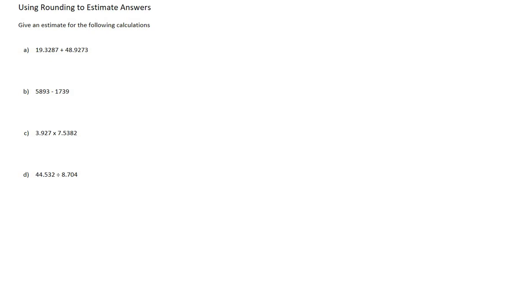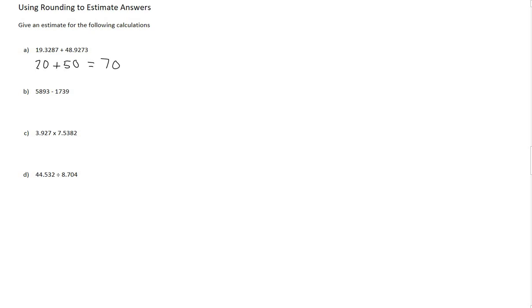19.3287, add on 48.9273. Let's just round these both. They both have a tens digit, that's the biggest digit, so let's round them to the nearest 10. If I was going to round 19.3287 to the nearest 10, it's closest to 20. And if I was going to round 48.9273, that's closest to 50.